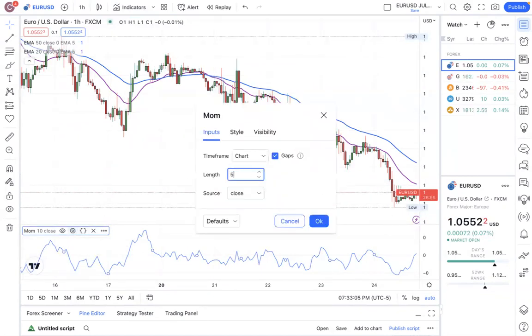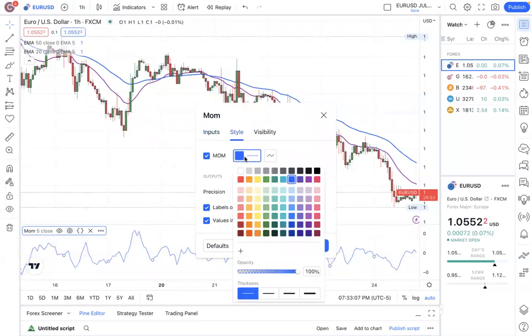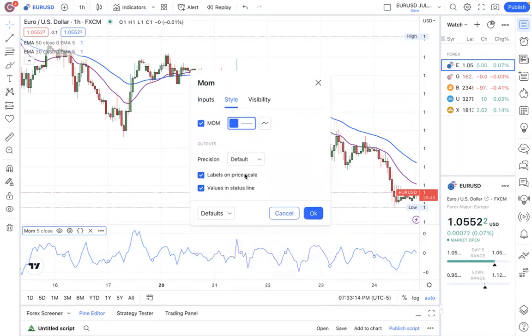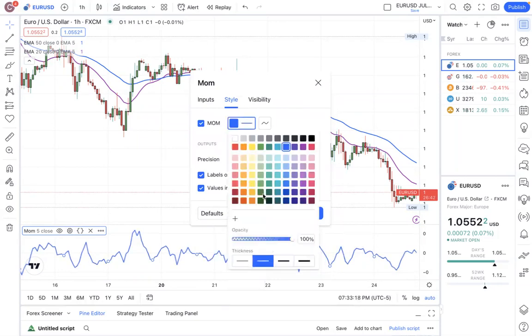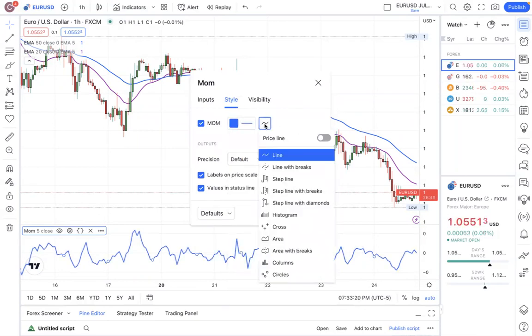I'm going to change my length to 5. I'm going to change my style to blue. Change the thickness to 2. And you need to do one extra thing on this one. You need to click this little squiggly line right here. For your momentum indicator, you need to make sure the price line is on.